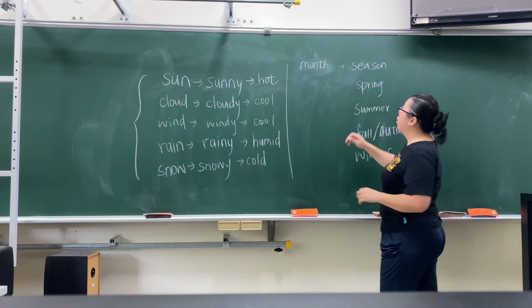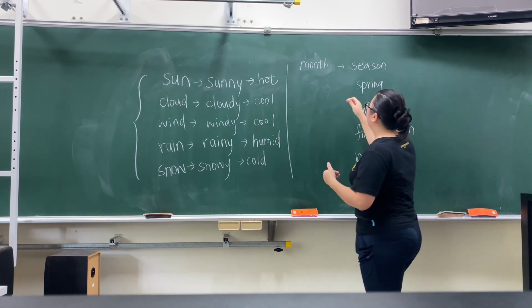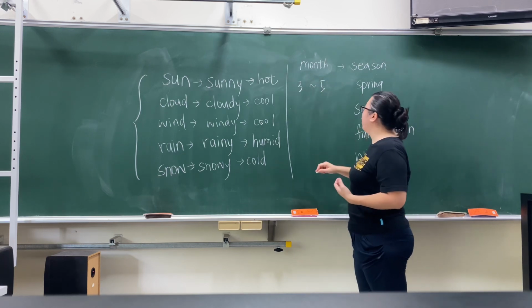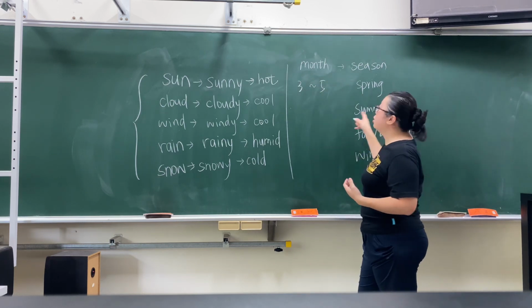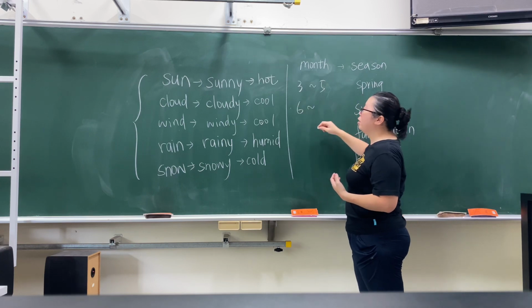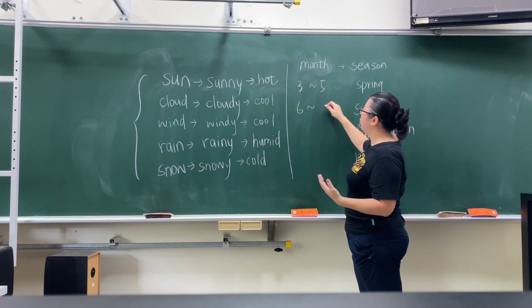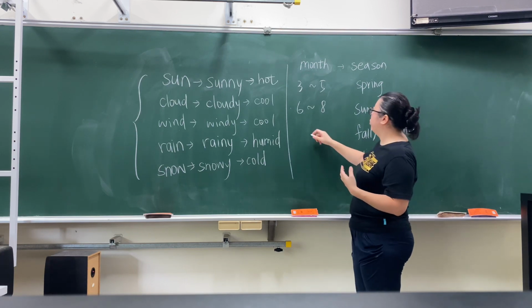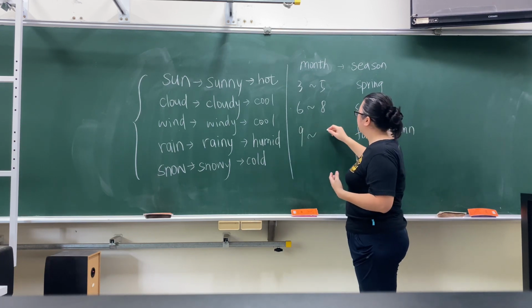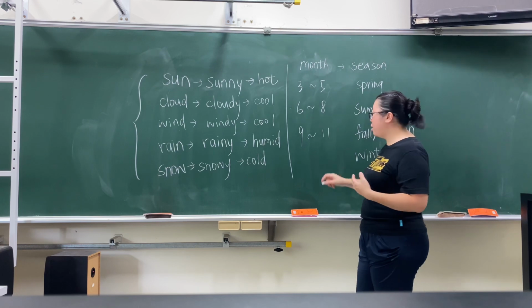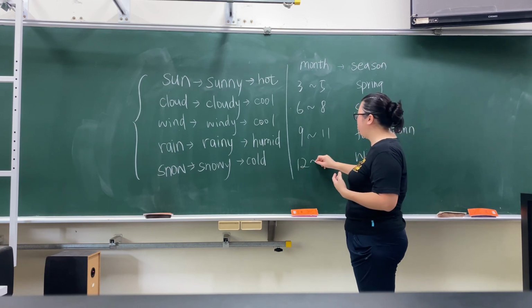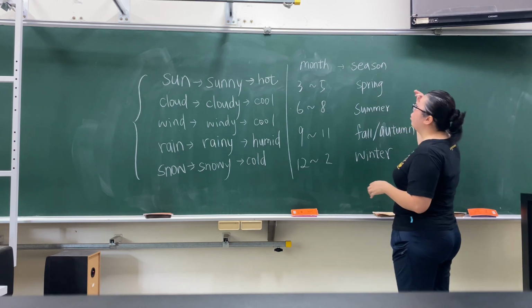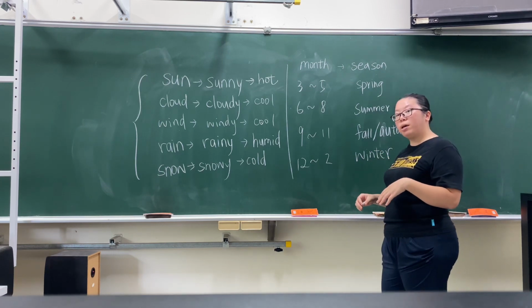When it's spring, it's usually from March to May, right? Summer is from June to August. Fall and autumn usually fall in September to November. And then the coldest season is usually December to the following February, right? Okay. So these are everything that we mentioned from last time.